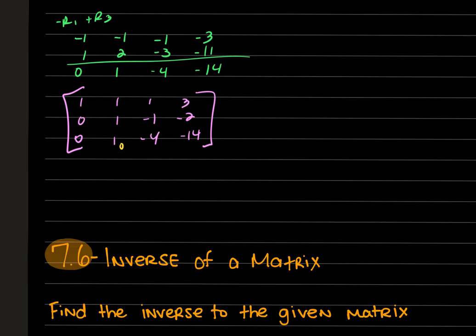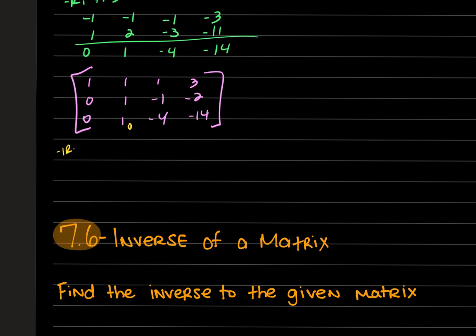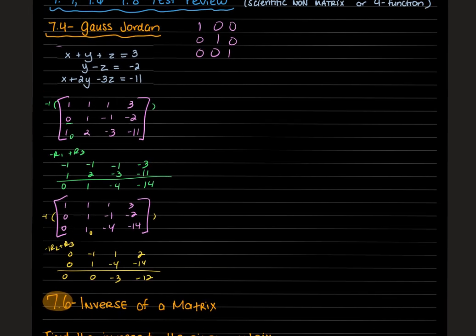Now I want a 0 where the 1 is on the bottom. How do I get it? If I do row 1, I'm going to lose the 0. So I have to use row 2. Okay, so I'm going to do negative 1, row 2 plus row 3. 0, negative 1, 1, positive 2, plus 0, 1, negative 4, negative 14. And I get 0, 0, negative 3, negative 12. And that takes over row 3. So 1, 1, 1, 3, 0, 1, negative 2, 0, 0, negative 3, negative 12.